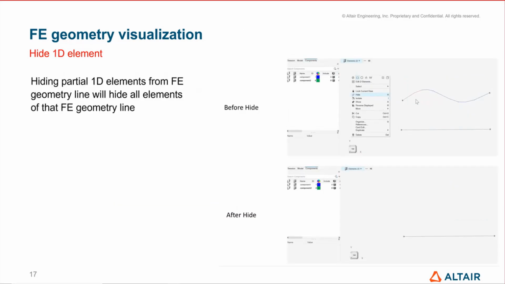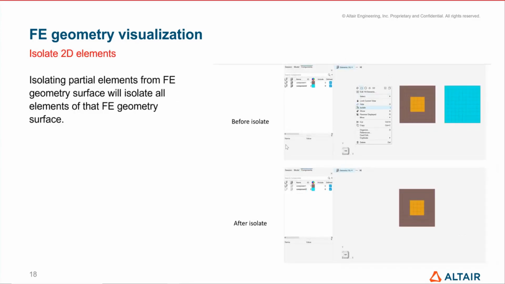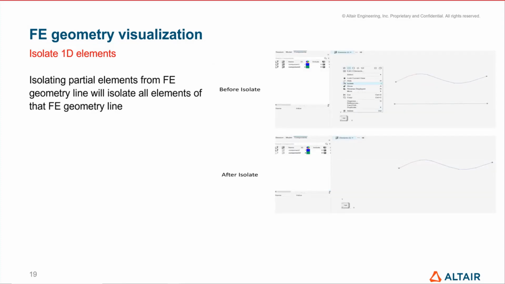You will have similar behavior for 1D elements. When an FE line created from 1D elements is created and you partially select an element, the complete line gets hidden. Similar to hide, we have the isolate behavior as well. When we do a partial selection of elements and do isolate, its associated surface would be isolated. For the 1D elements as well, isolate would isolate the complete line display.